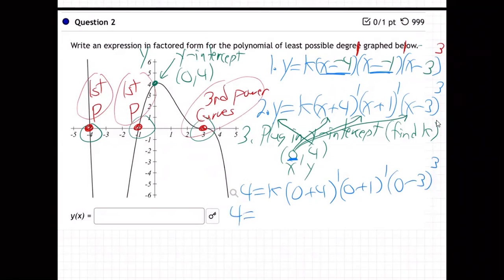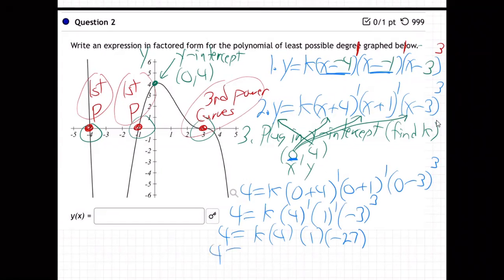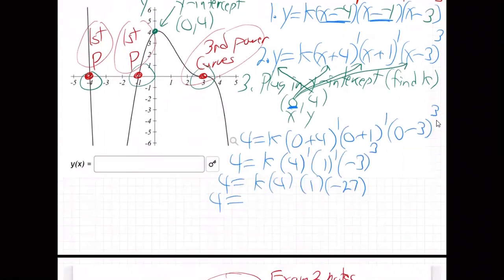All right. What do we have here? 4 to the first, 1 to the first, minus 3 to the third. What is that? 4 times 1. This is minus 27. You go minus 3 times minus 3 times minus 3 in your calculator and get minus 27. And then what is this? I need my calculator. 4 times 1 times minus 27. I'm getting k times minus 108. And then you divide both sides by minus 108.